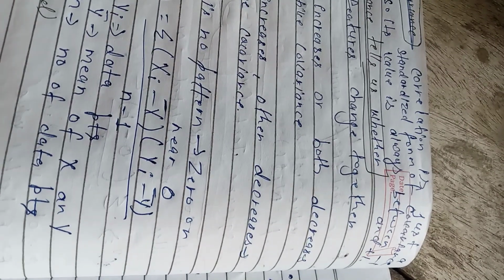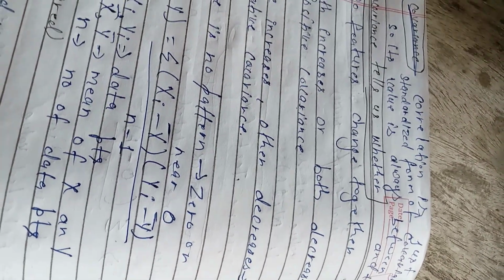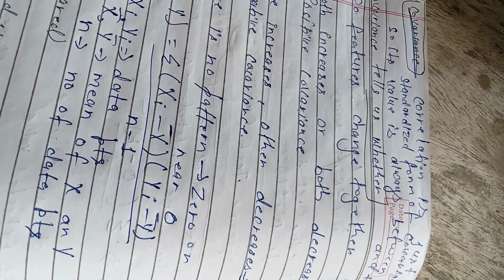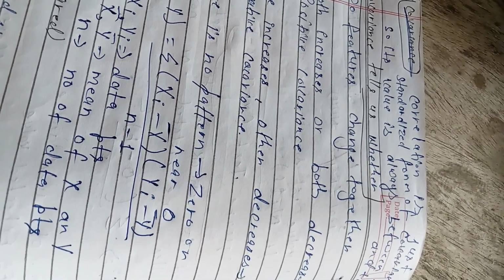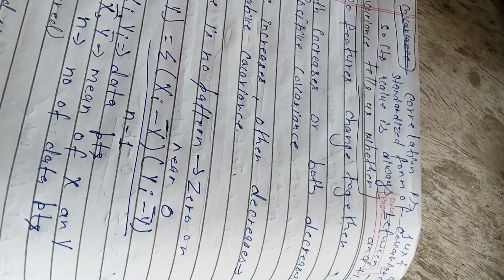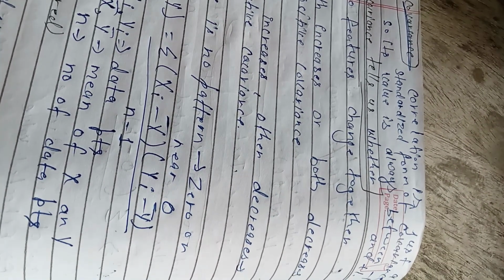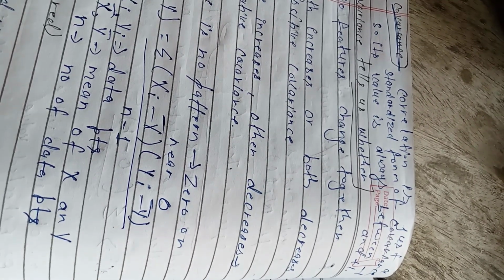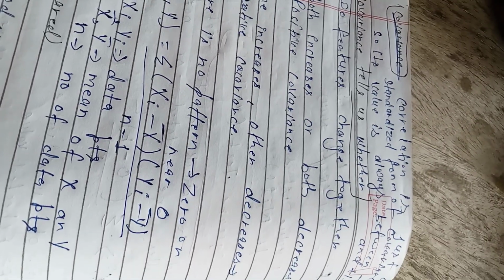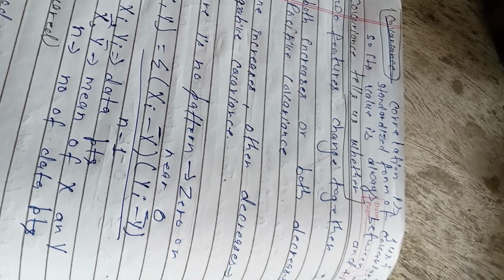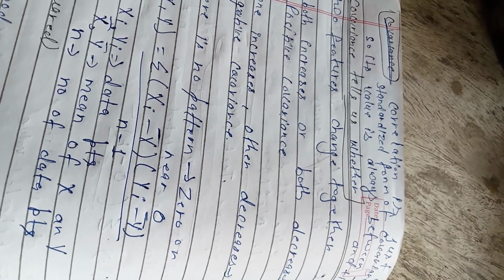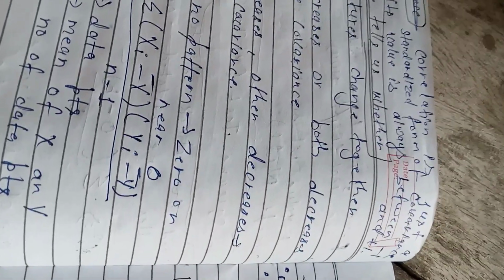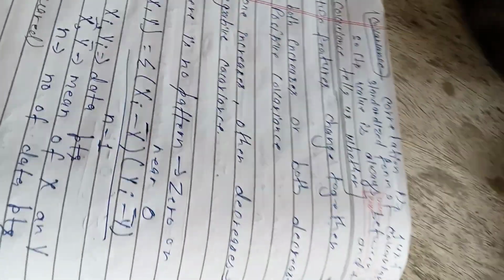And what would be a positive covariance example? If the sunlight increases, then our mobile starts to charge faster. This is a positive covariance because both variables are increasing. So this is covariance.